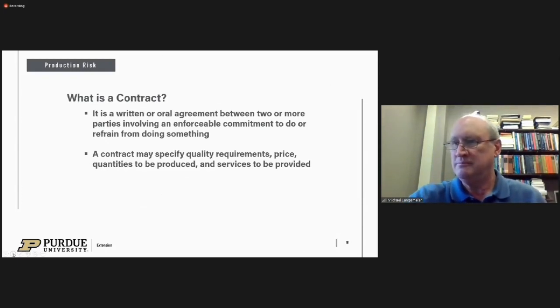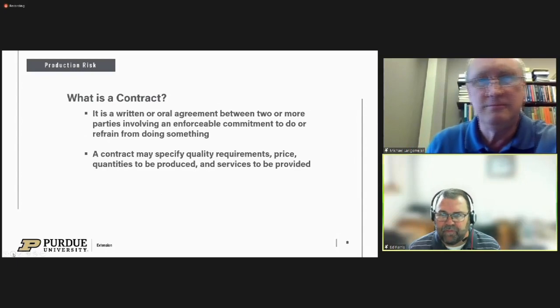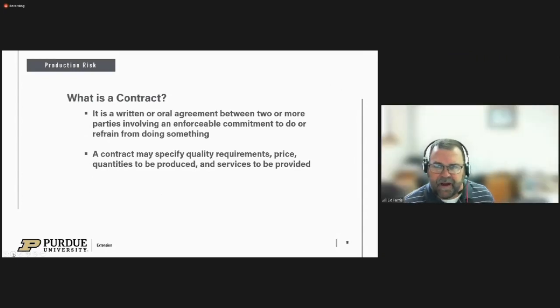Okay, we're going to switch now to describing what is a contract when you're talking about transferring risk. And we mentioned there are different types of contracts, but the important thing to identify is that they can be written or an oral agreement between two or more parties involving some type of commitment to do or refrain from doing something. And it can specify quality, price, quantities, services. There can be lots of different types of contracts.